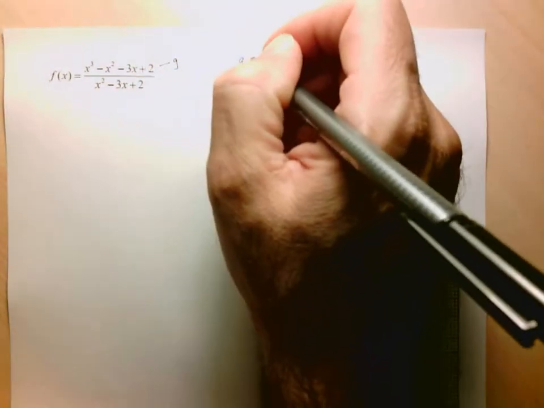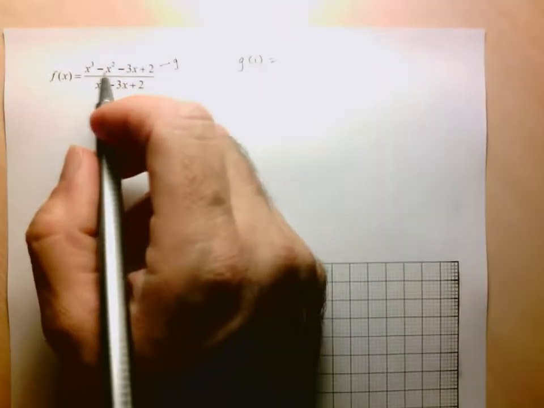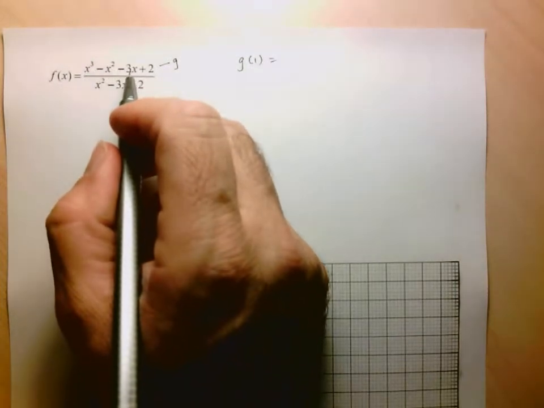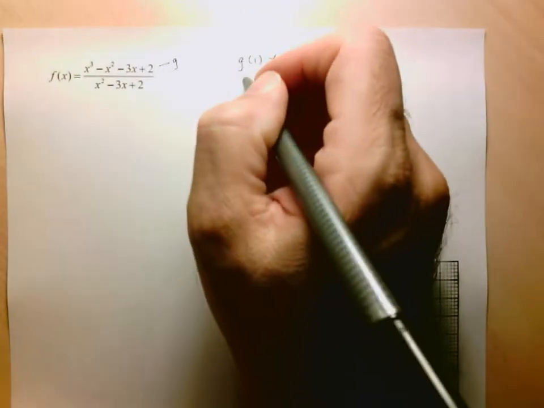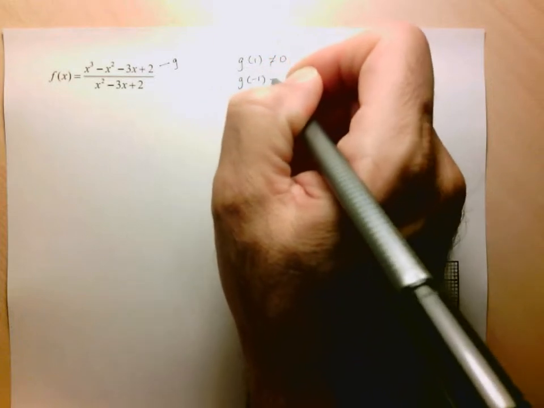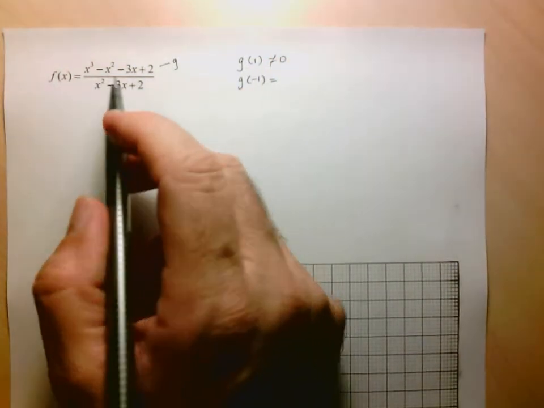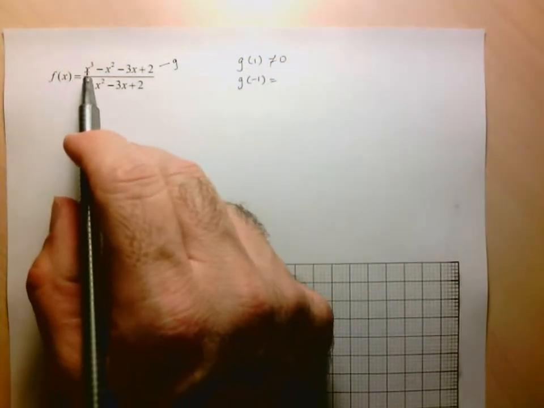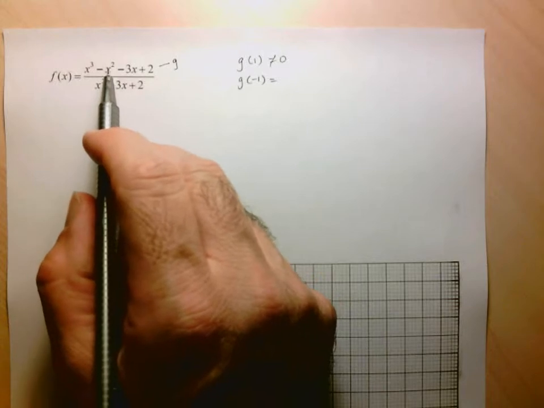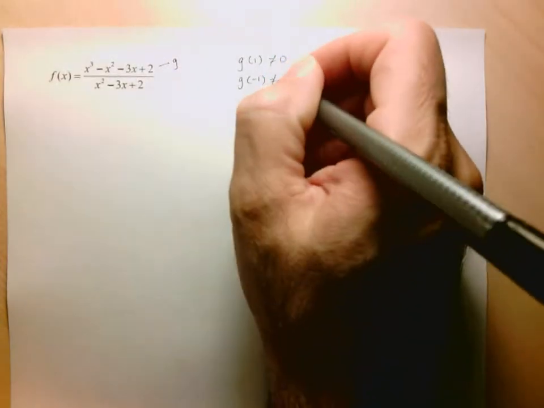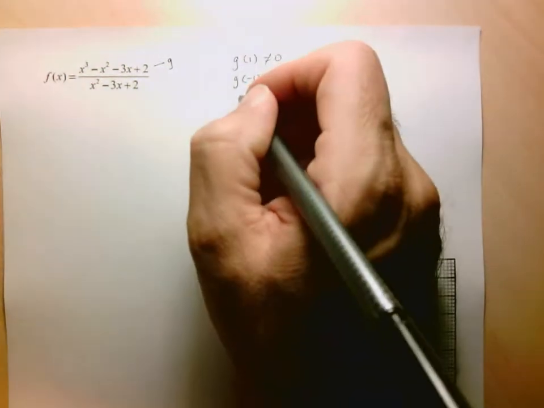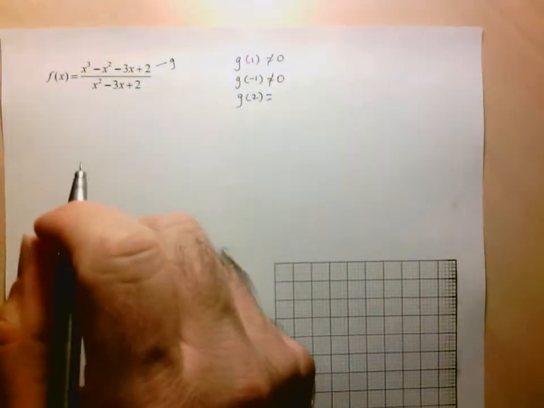So let's say I call this g here, so let's check g at 1. So 1 minus 1 is 0, minus 3 is negative 3 plus 2, not equal to 0. Okay, so let's test out g at negative 1. Negative 1 minus 1 is negative 2, plus 3 is 1 plus 2, not equal to 0. So let's try g at 2. Keep going until we find something.